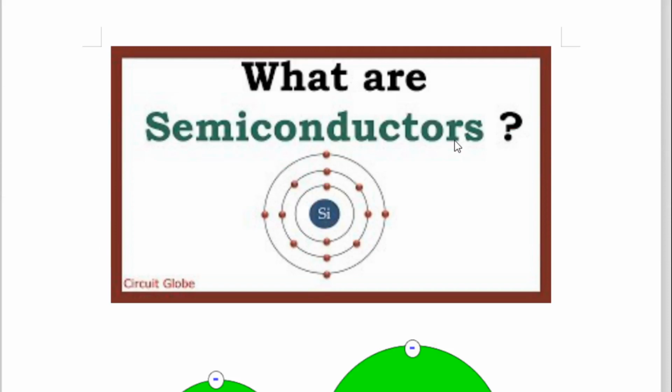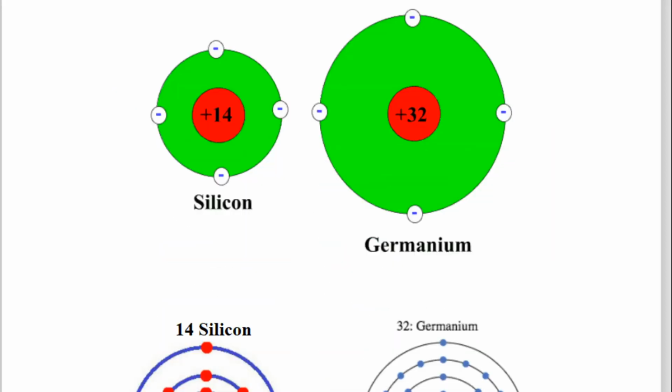So after completing the introduction about the metals and atom, we are going to proceed now to the semiconductors. So what are the semiconductors? All of you are familiar with the two semiconductor materials, which are silicon and germanium. Silicon has atomic number 14 and germanium has atomic number 32.